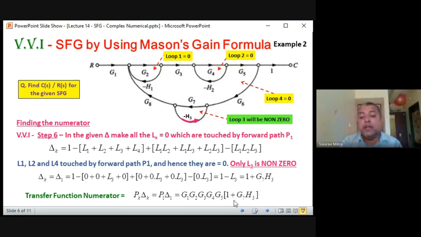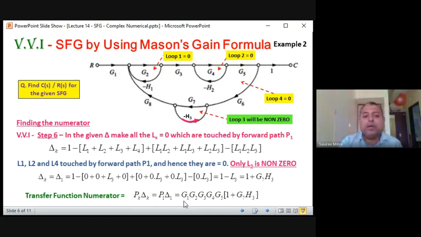What they don't understand is how to find delta k, delta 1. So what is the process? First find the denominator equation, and there with respect to one loop you have to check if the loop is touched by the forward path, then that loop has to be made equal to 0. As in this case, loop 1, loop 2 and loop 4 are touched by the forward path P1. Hence in this delta equation, wherever L1, L2, L4 are there, I have to substitute 0, and wherever L3 is there I have to write minus G7H3, and that has given me the delta k value as 1 plus G7H3.